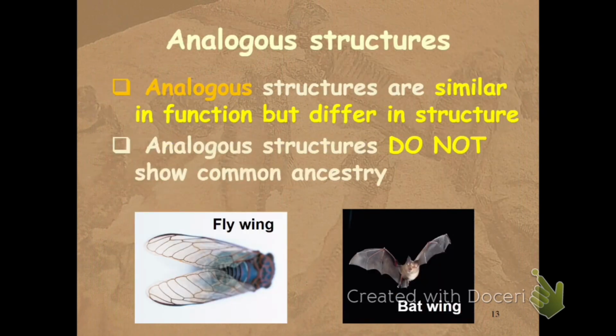There's also something called analogous structures. So new heading, new ink, left-hand column, analogous structures. They are similar in function but differ in structure. They do not show common ancestry.